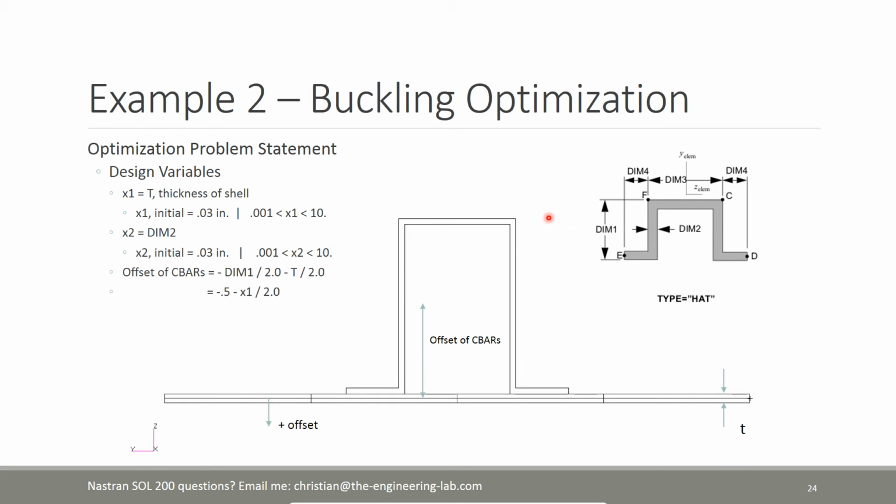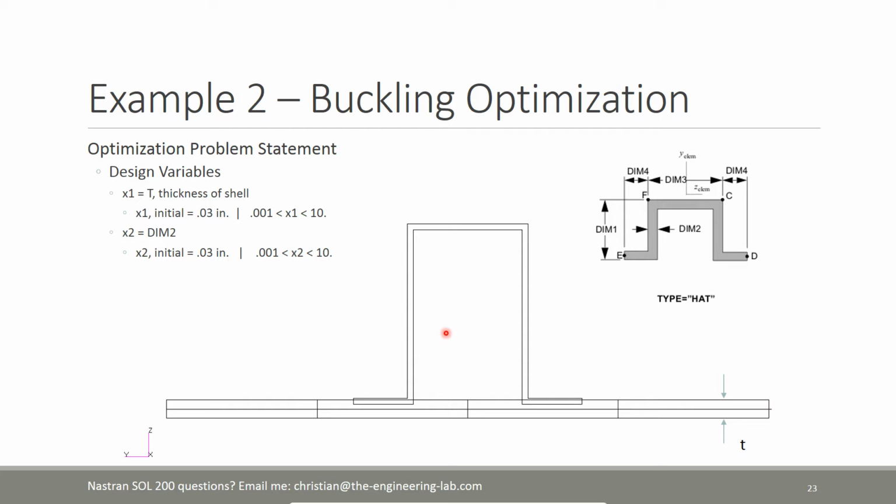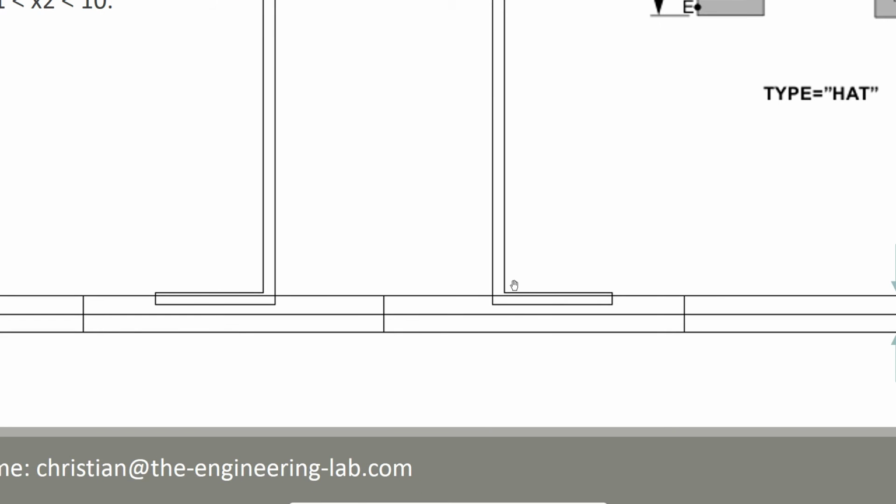One thing to keep in mind is the offset of the ring stiffener. We want to make sure we avoid a situation where the cross-section of the ring stiffener begins to interfere with the thickness of the shell element that you see here. Let me zoom in just so you have a better understanding of what that looks like.